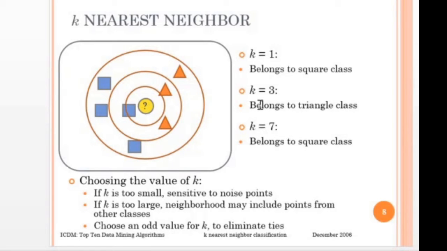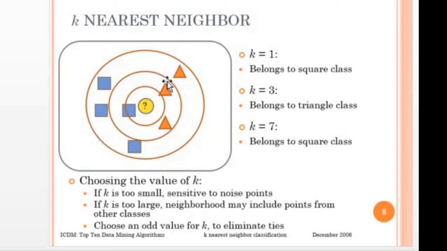When you take the value of k equal to 3, you are taking three examples, and out of these three, two belong to the triangle class and one belongs to the square class. Then the majority is of the triangle class, and you will assign this majority class to the unknown example. Is it clear to everyone?